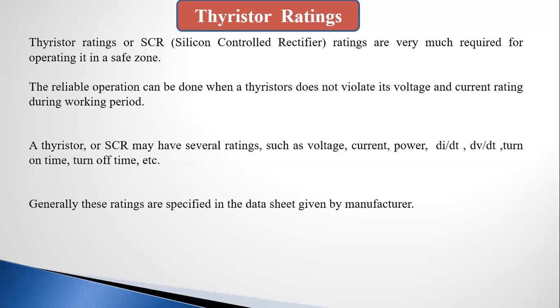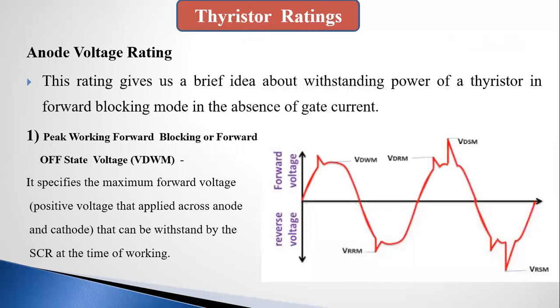Generally, these ratings are specified in the data sheet given by the manufacturer. That means these ratings are always given by the manufacturer in the data sheet. For example, if you are purchasing a ceiling fan or a mixer, in that box or manual the ratings are given for specific components and specific appliances. So this is the importance of ratings.